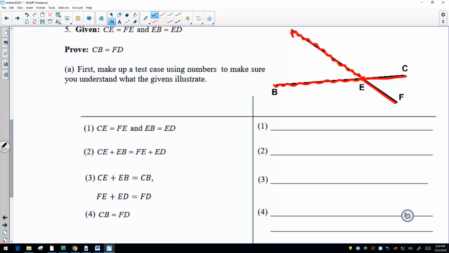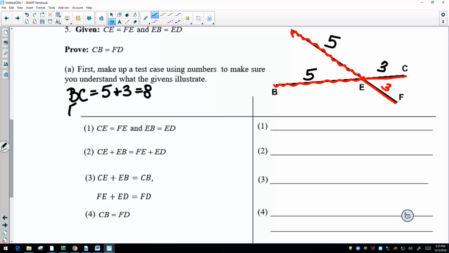And it says first, make up a test case using numbers to make sure that we understand what the given lines illustrate. So for instance, let's say I know CE is 3. Well, since CE is equal to FE, then that means FE is 3. If I look at segment EB and I say EB is 5, well, since EB and ED are equal, then that means ED is 5. Now, from up above, we said the whole is equal to the sum of its parts. So all of BC should be equal to 5 plus 3, which would give us a total of 8.